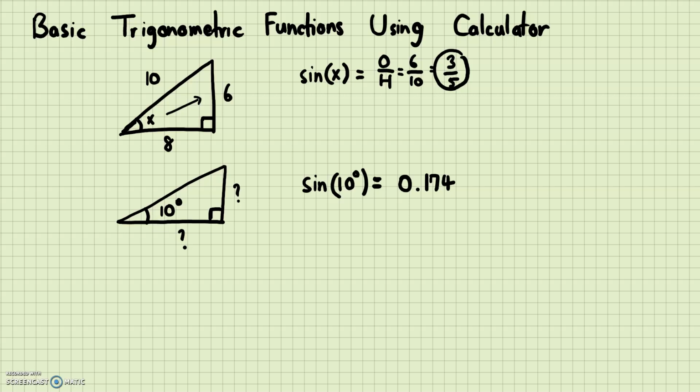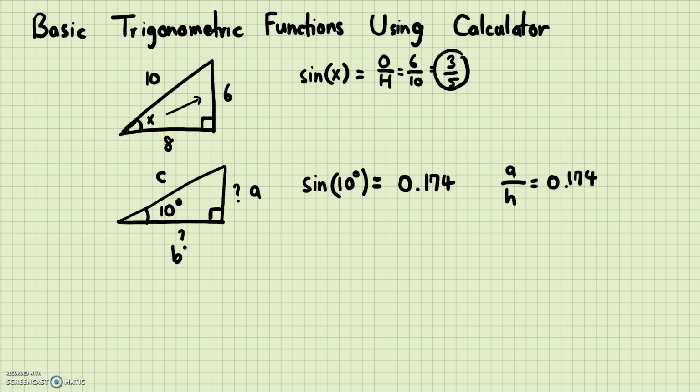Now, what does this mean? This means that if we divide the opposite side by the hypotenuse, it is going to equal 0.174. Let's use a, b, and c for the sides, since that's what we use for the Pythagorean theorem. Now, isn't that going to change when we have a different triangle?